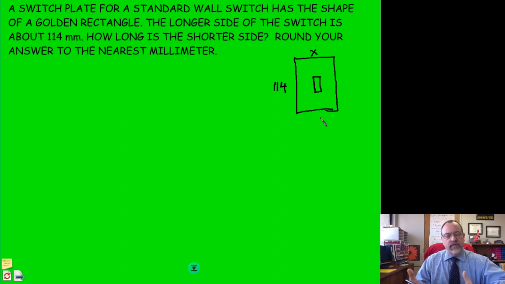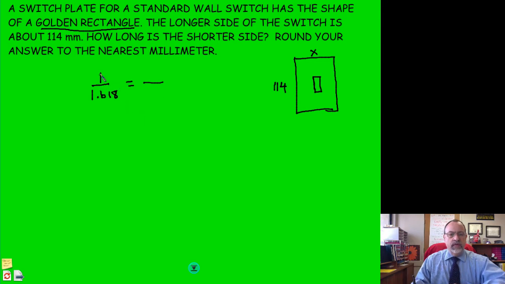Now, in order to solve for x, I need a proportion. So remember, when we worked before, we need a similarity ratio to begin with. Well, because I know it's a golden rectangle, I know what the ratio of these sides should be: 1 to 1.618, so I can begin with this ratio. Then I simply write another ratio using a value that I know and a value that I don't know, and then I can solve the proportion.